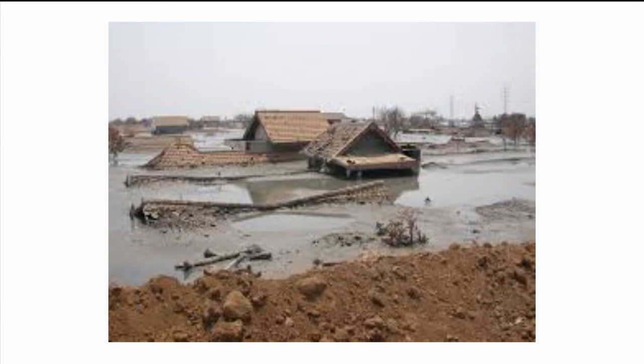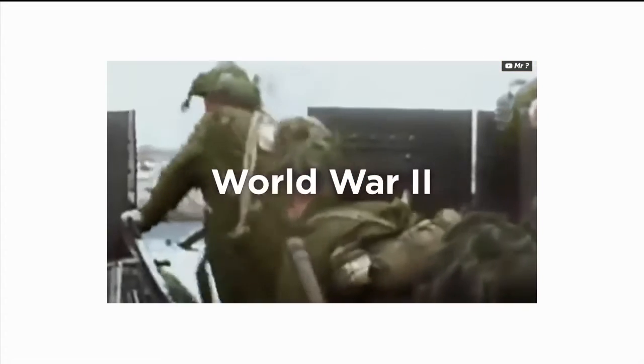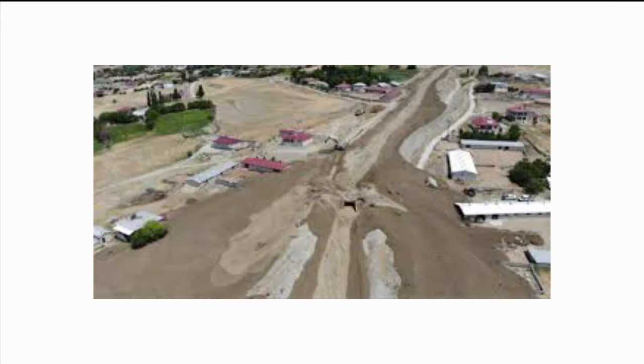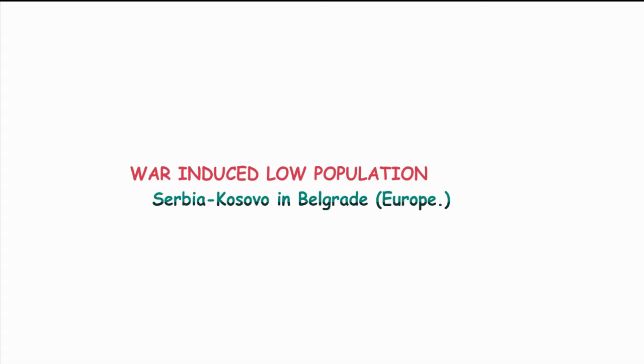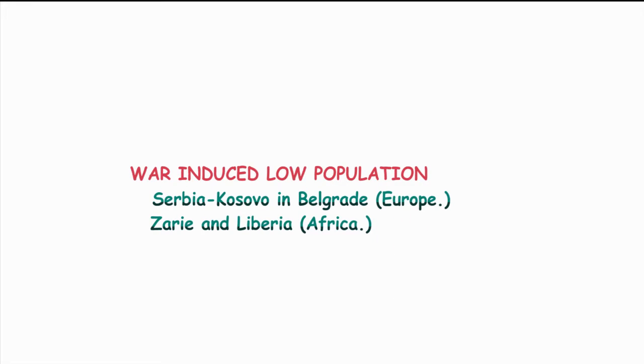Then another human factor that decreases population or decreases population growth to low density is war or natural disaster. War zones like Serbia and Herzegovina province, Zaire, Liberia are having low population density due to the wars that were fought in those areas. Areas that have been reduced in their population density due to natural disaster are Sudan, Eritrea, among others.